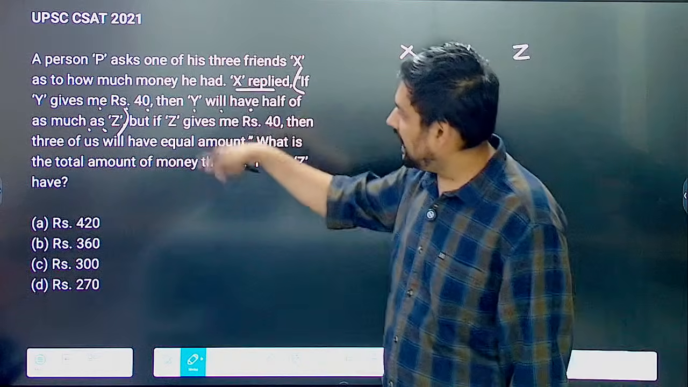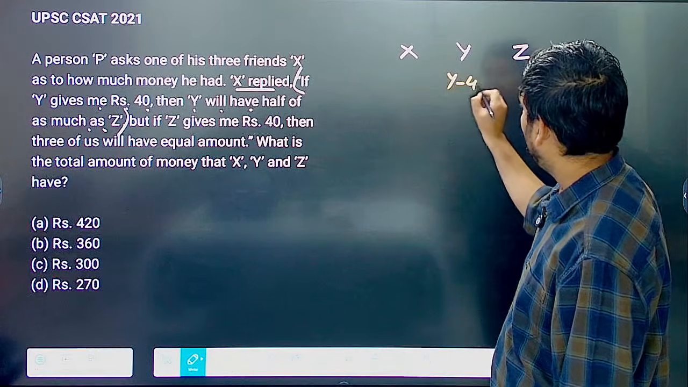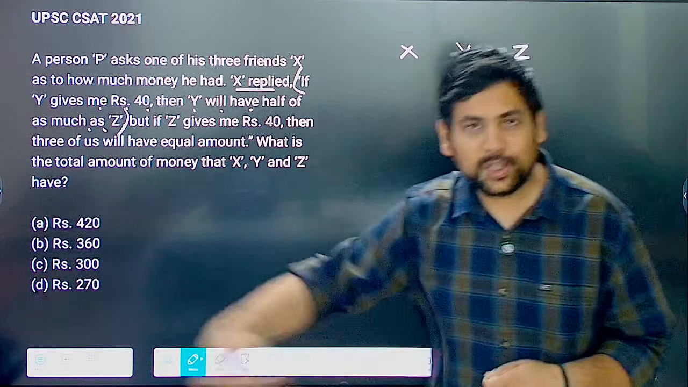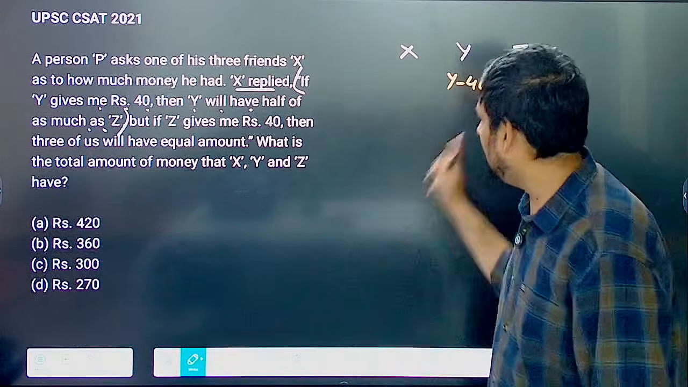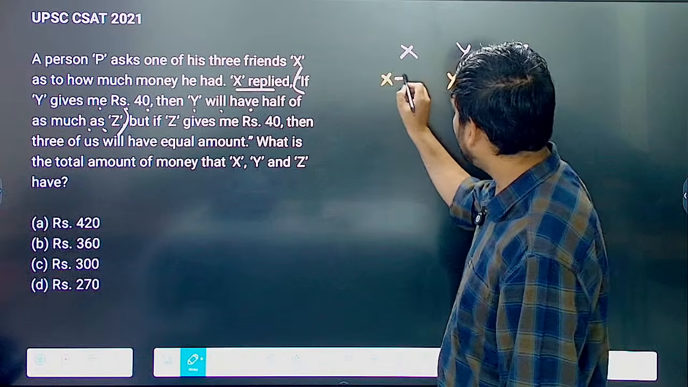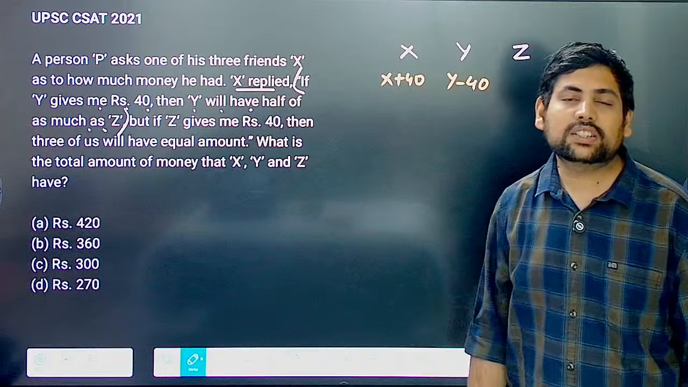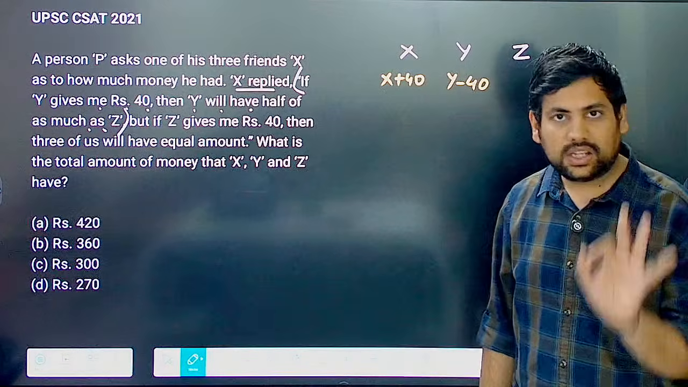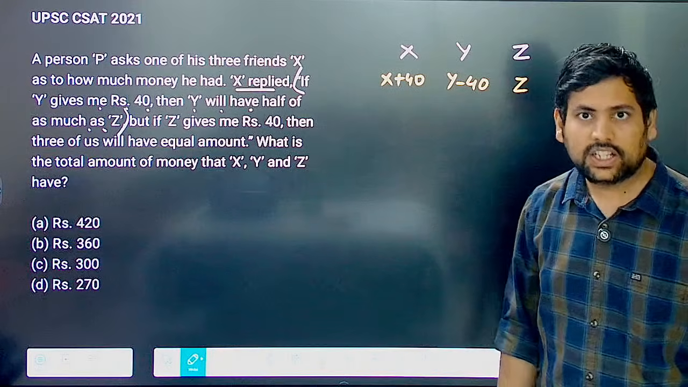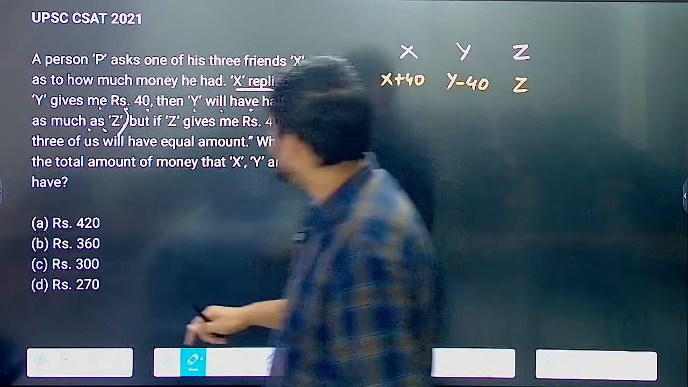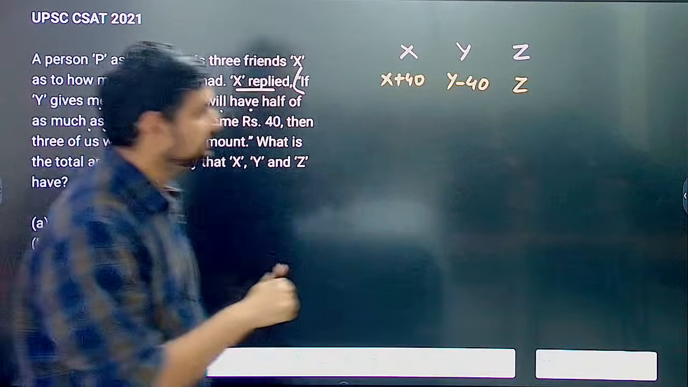It says Y gives me 40. So that means Y will start having 40 less. Correct? Because Y gave 40 rupees from his wallet to him. So he has 40 rupees less in his wallet. Now, X has 40 more because he got 40. Correct? He is happy. So X plus 40. What happened to Z in this scenario? Nothing. Nothing happened to Z. So Z remains as it is.